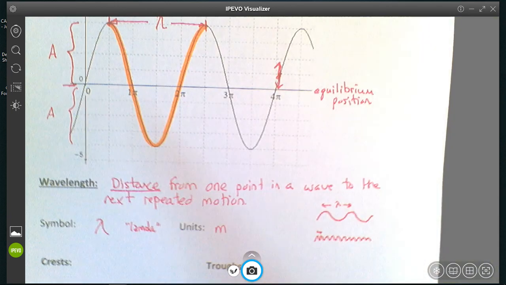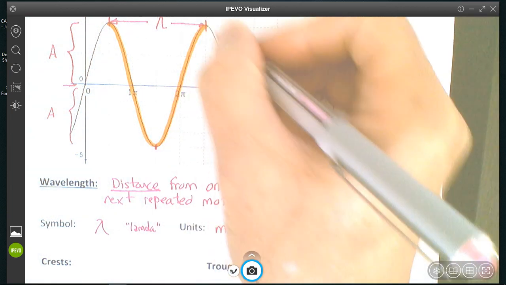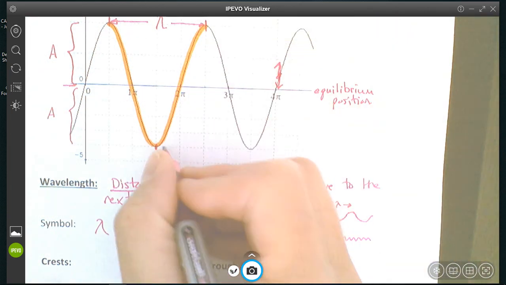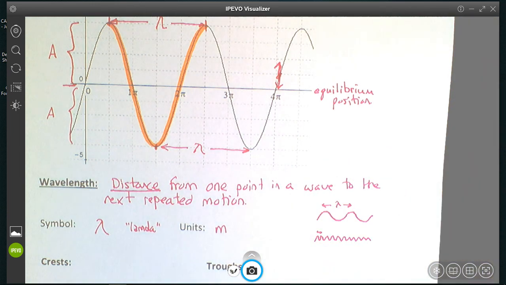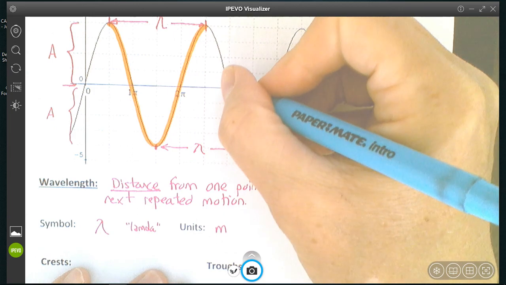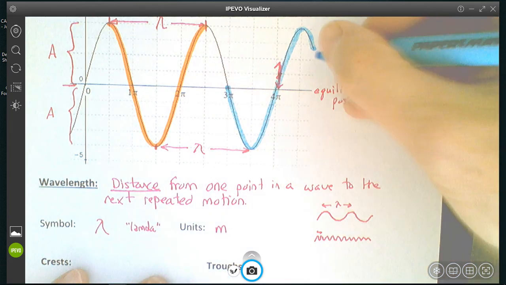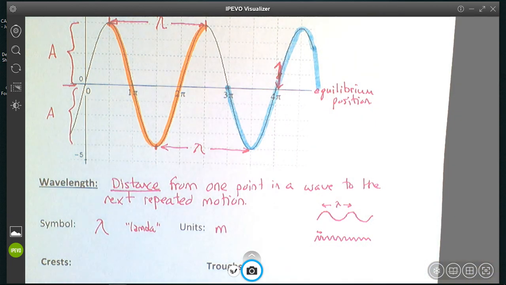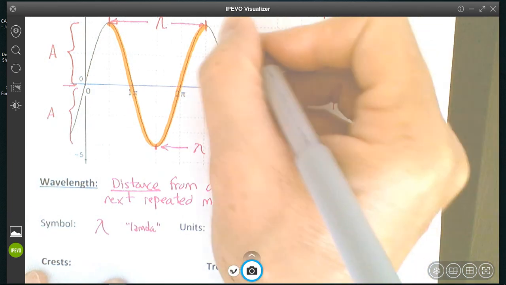So, crest to crest works. Well, if you started here, back up, back to, you could also measure trough to trough. Another one that a lot of people might see a little easier is that if you started at this position and you went to basically back down to there, right? That is also one wavelength. It's exactly the same distance.